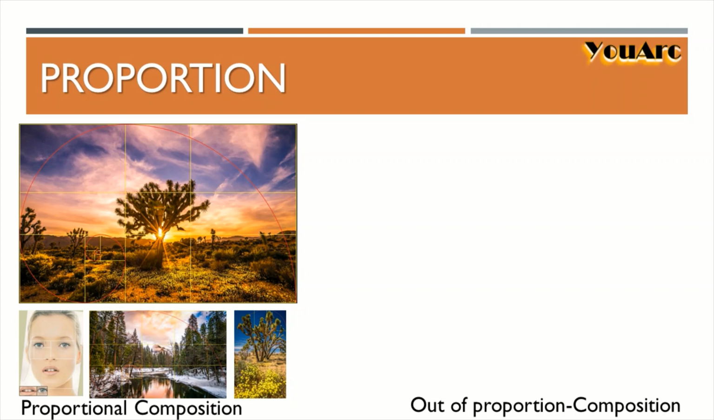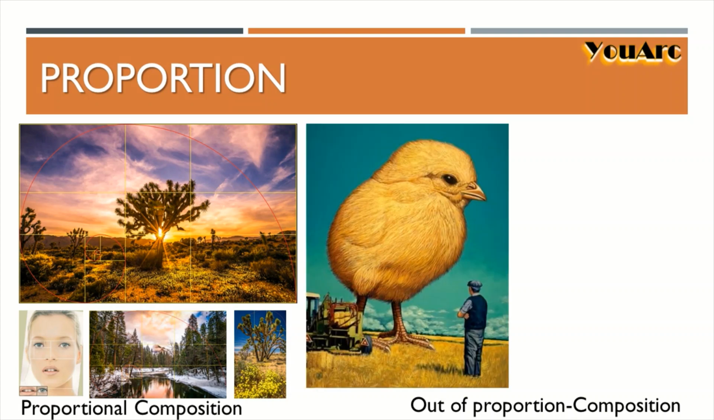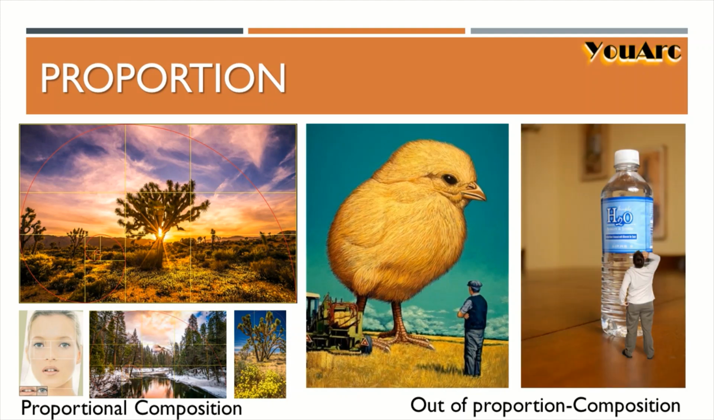Generally all elements of nature are examples of proportional composition. Whereas in the out of proportion composition, as you can see in the example, the sizes are different. The size of the human is small with respect to the water bottle. It is basically to create some kind of meaning that the particular artist wants the audience to get conveyed, right?